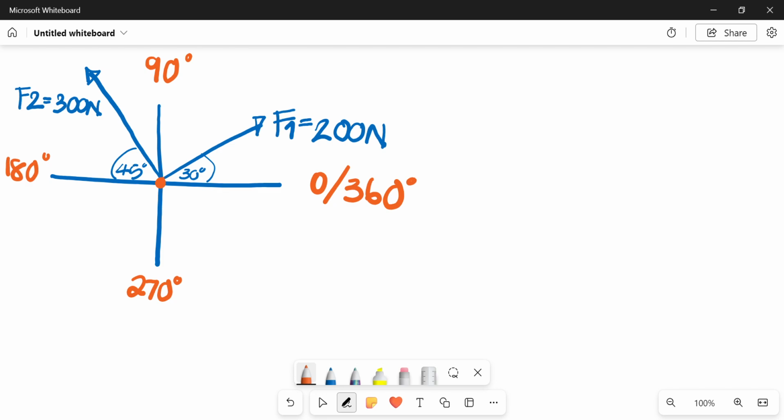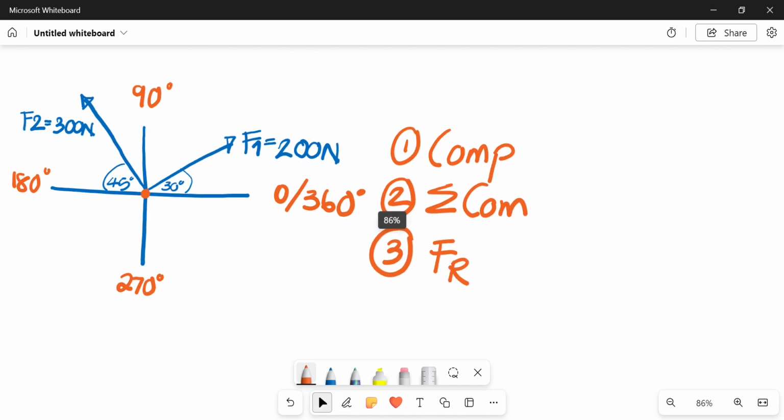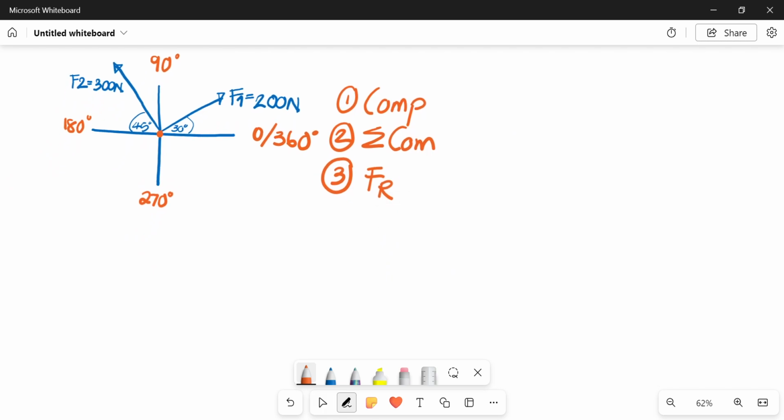You know that I like normally pointing out steps. So step 1, we're going to determine our components. Then step 2, we're essentially going to sum our components. Then step 3, we are going to calculate our resultant force. I'm just going to minimize that a little bit to give us a little bit of space. So step 1, we are now getting our components.